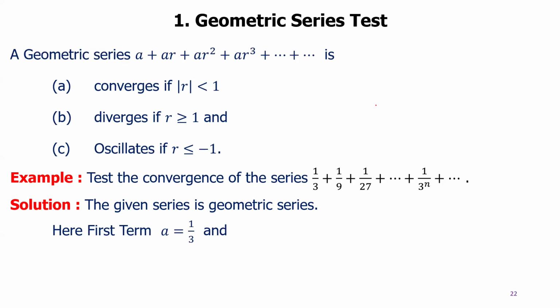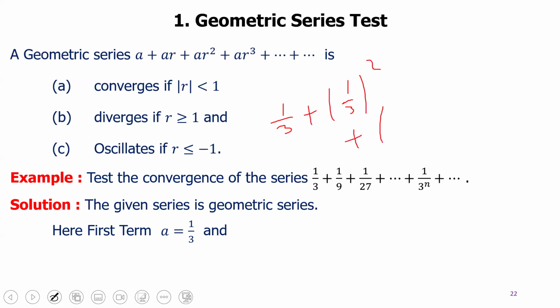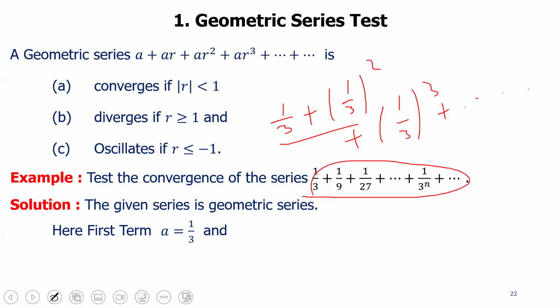So this can be written as 1 upon 3, this is the first term, plus 1 upon 3 whole square, second term, plus 1 upon 3 whole cube, this is the third term, and so on. So in this manner, we can write down this series, and similarly, if we simplify, we are able to see that this is nothing but a geometric series.